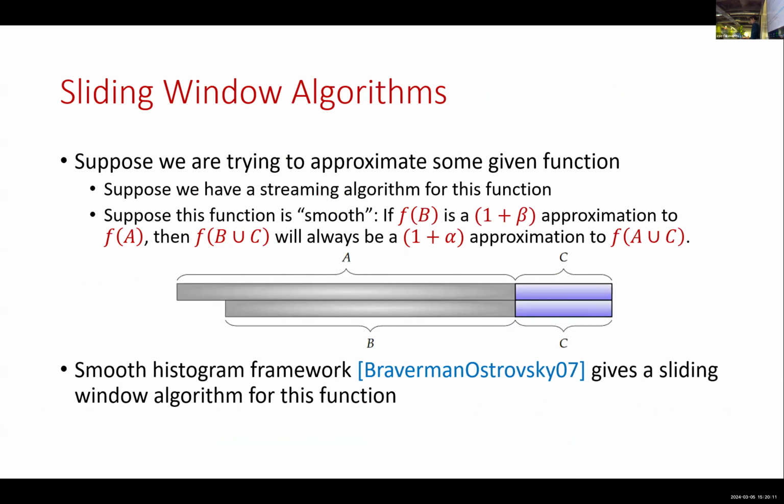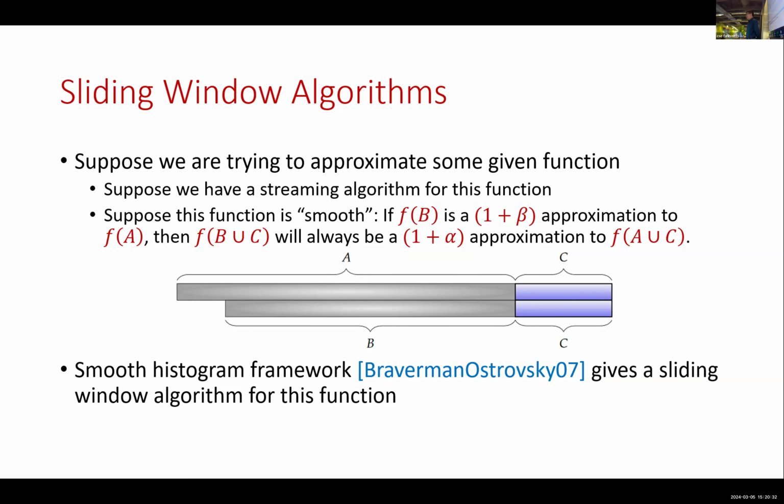Okay, so in general, this won't work. But there's a nice way that it won't work for clustering, but I can't really resist talking about it. That will convert streaming algorithms to sliding window algorithms. So this is called the smooth histogram framework. It's by Braverman and Ostrovsky in 2007.